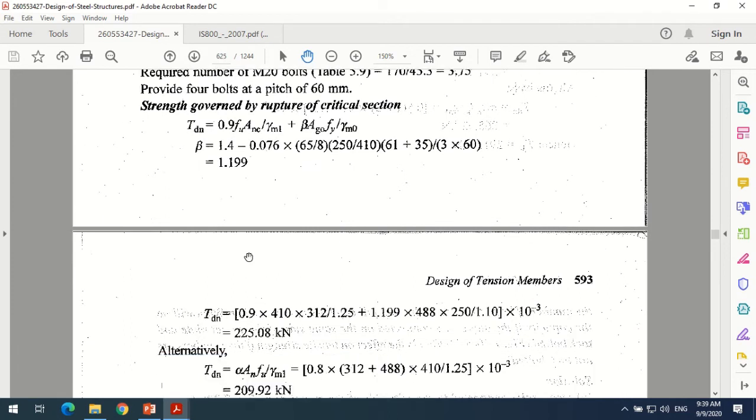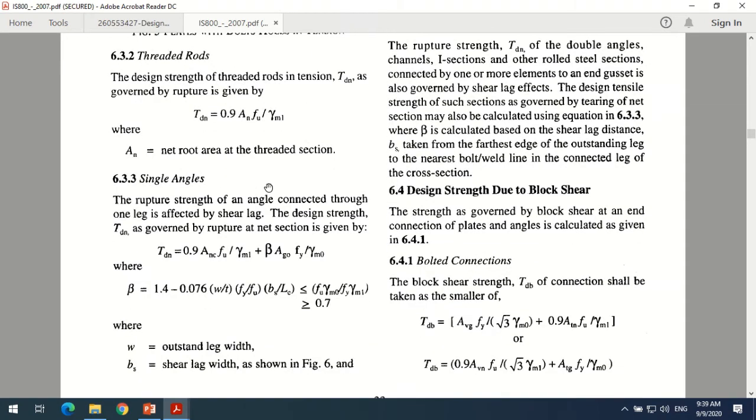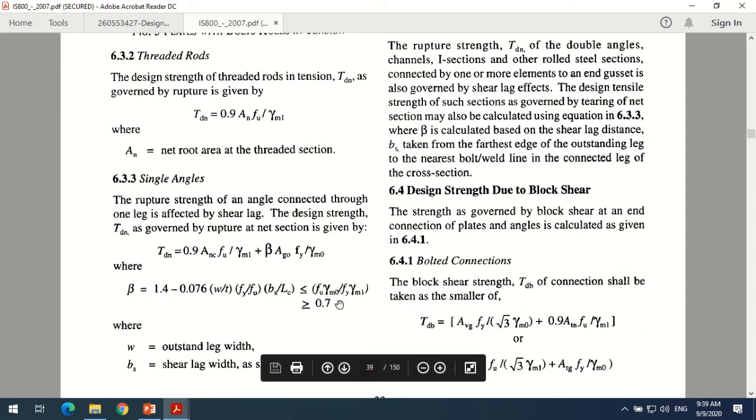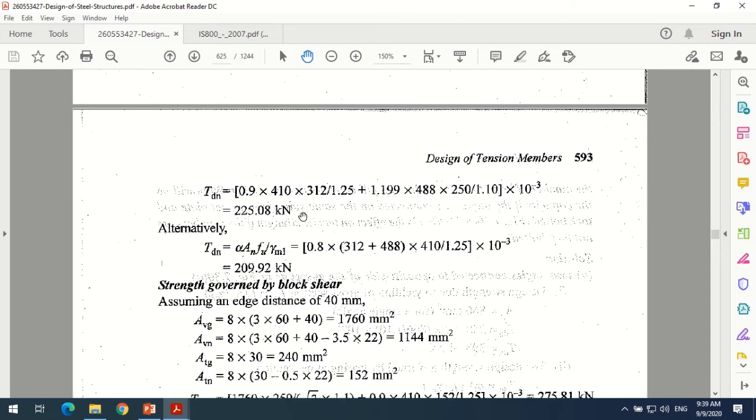So on substituting this beta value over here, it is more than 0.7. And when you are doing the calculation, make sure that it is less than the ratio of FU into gamma M0 by FI into gamma M1. And then this is giving you our value of TDN as 225.08. So this is another strength under tension, governed by rupture of the critical section.